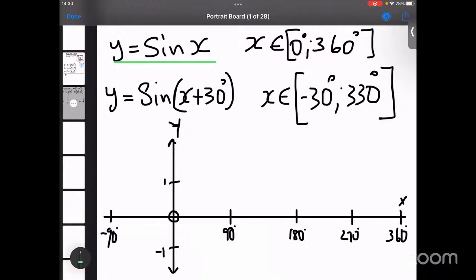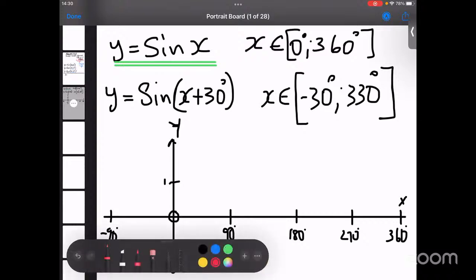When you look at the second function, it is still that same function of sine. It's just that it has shifted by 30 degrees. Now it becomes a question of whether it has shifted by 30 degrees towards the right or towards the left. This is where I need to teach you how to know if the graph has shifted towards the left or towards the right.